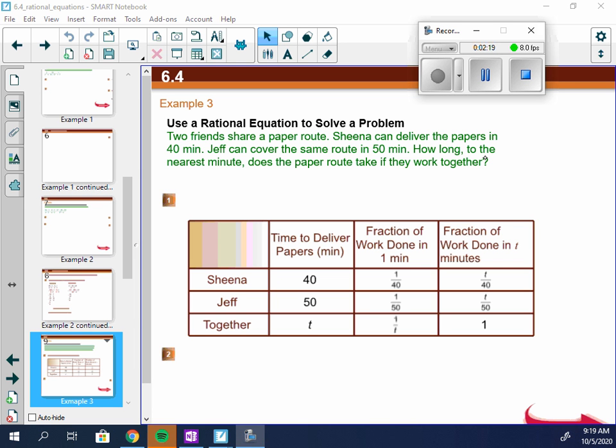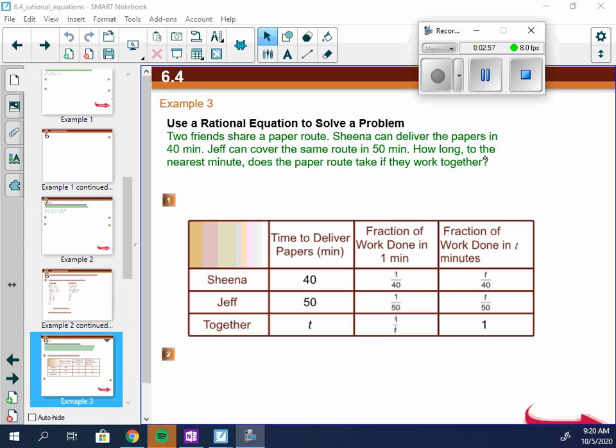His fraction of work per minute is 1/50th. And together, every minute, they have 1 out of T. Then the very last one is, how much work does she get done in T minutes? Well, how much work does Sheena get done in 1 minute? 1/40th. How much does she get done in 2 minutes? You times that by 2, you get 2/40ths. How much work does she get done in 3 minutes? You times that by 3, it's 3/40ths. How much work does she get done in T minutes? Well, that's going to be T/40ths. That's where they're getting that from. And his would also be T/50ths now.